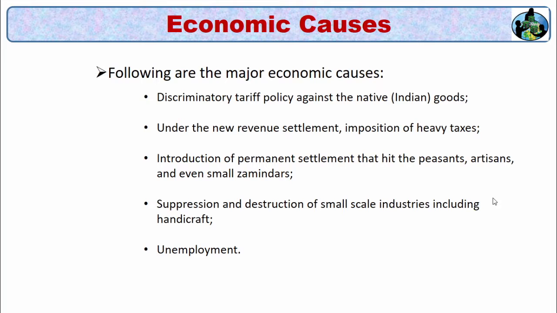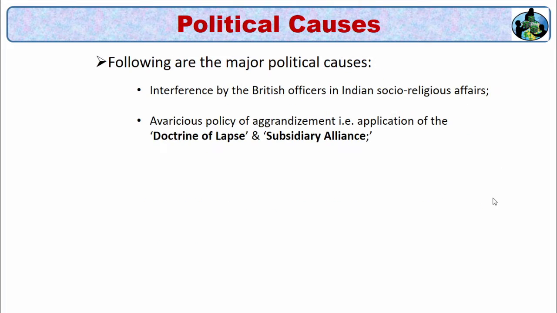Economic causes. Economic causes were the major one. East India Company's officials were practicing discriminatory policies. They had imposed a heavy tax on Indian goods, suppressed the Indian small-scale industries, introduced the permanent settlement system, etc. All these collectively affected Indians and the Indian economy very badly.